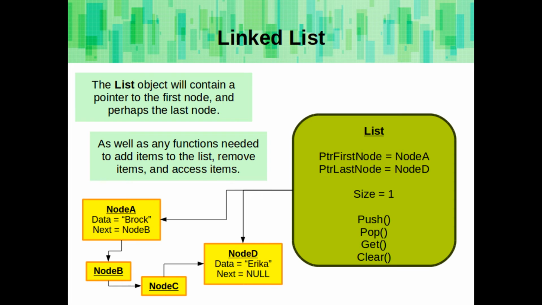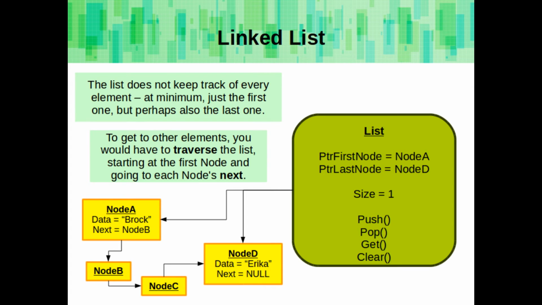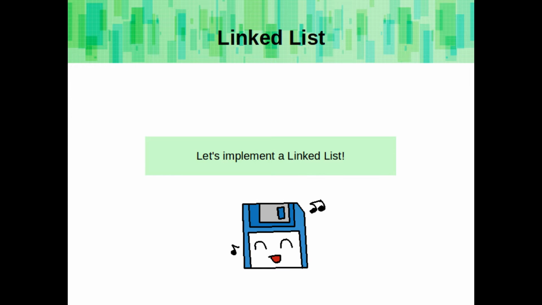The list object will contain a pointer to the first node, and perhaps to the last node, as well as any functions needed to add items to the list, remove items, and access items. The list does not keep track of every element, at minimum just the first one, but maybe also the last one. To get the other elements, you would have to traverse the list, starting at the first node and going through each node through the next pointer. So let's implement a linked list and see how it works.